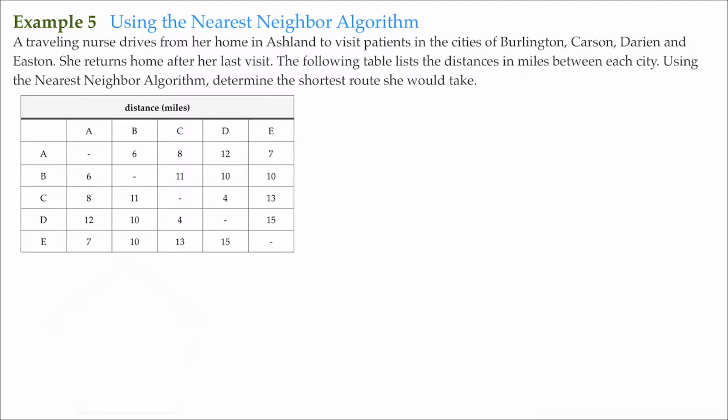So here it says, a traveling nurse drives from her home in Ashland to visit patients in the cities of Burlington, Carson, Darien, and Easton. She returns home after her last visit. The following table lists the distances in miles between each city, and you can see here's the table here. Using the nearest neighbor algorithm, determine the shortest route she would take.